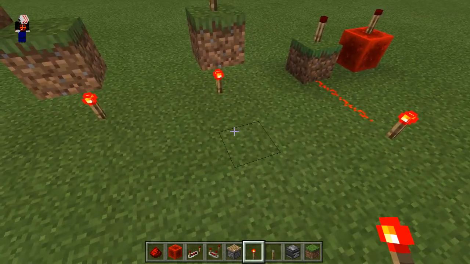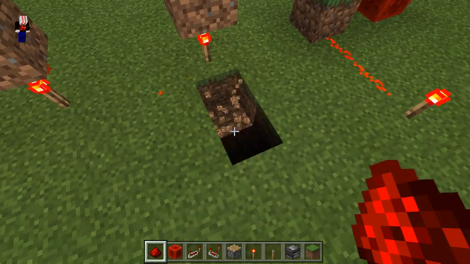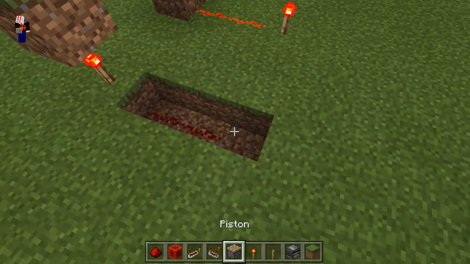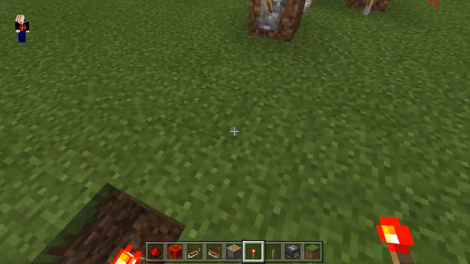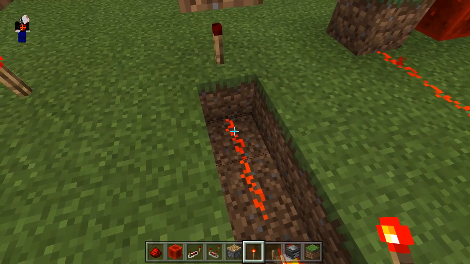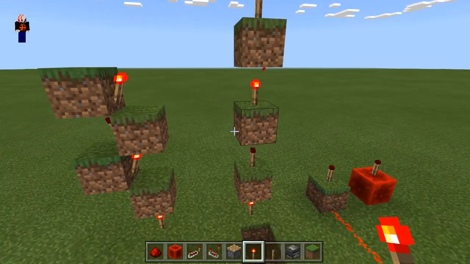So you might need to, say you wanted to, give me a second here, you might have to invert the signal. So let's say your switch was there, that powers that, you might want to turn that off instead of having it like that, so that would invert it.